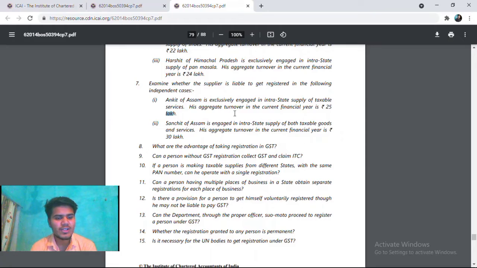Okay. Because 10 lakh is not applicable, as Assam does not fall in the MMNT states. So 25 lakh rupees exceeds the threshold, hence he is required to take registration. Okay. And Sanchit of Assam is engaged in inter-state supply of both taxable goods and services. His aggregate turnover in the current financial year is 30 lakh rupees. So he is supplying goods as well as services. So he is not making exclusive supply of goods, hence the 40 lakh rupees is not applicable in this case also. So he is required to take registration, because for the Assam state 20 lakh rupees is applicable. Okay. Hence in both cases Ankit and Sanchit are required to take registration.